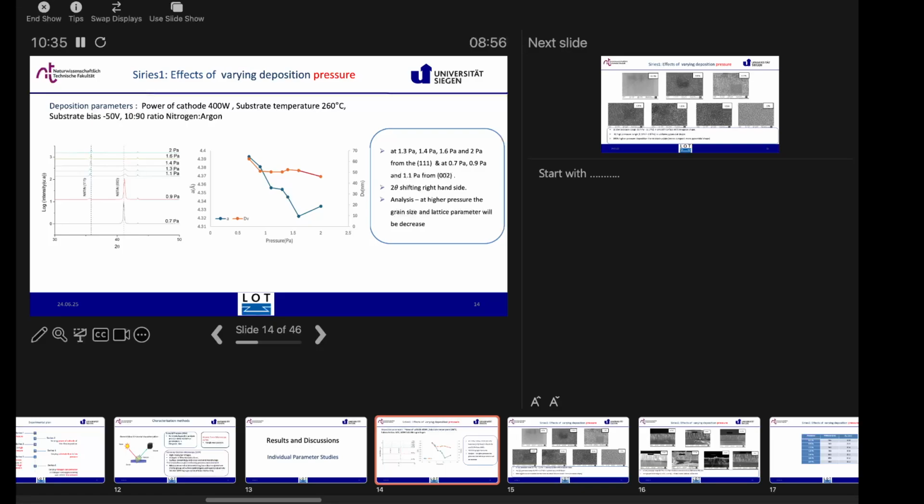On the other hand, for the high pressure range, from 1.3 until 2 Pascal, we get the result from 111. However, when we focus on the 002 reflection of XRD, we see that the middle peak is shifting to the right-hand side. That means the two theta is shifting to the right. What we got from the analysis is the trend that with higher pressure, the grain size and the lattice parameter decrease.